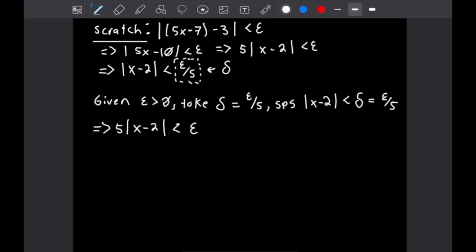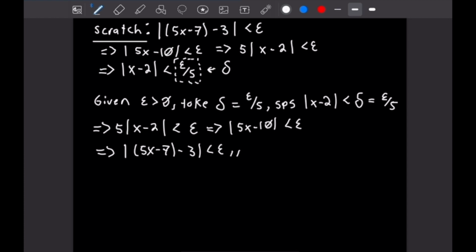And we want to show that the absolute value of f(x) minus L is less than epsilon, so we want to manipulate this to do that. And we're kind of just undoing our steps from our scratch work here, so we're going to multiply that 5 inside, and we'll get the absolute value of 5x minus 10 is less than epsilon, but we can see we are almost done. All we need to do is rewrite the inside of our absolute value there, and we will have what we want. We can rewrite that as the absolute value of 5x minus 7 minus 3 is less than epsilon. And that's all we need to do to finish this proof.